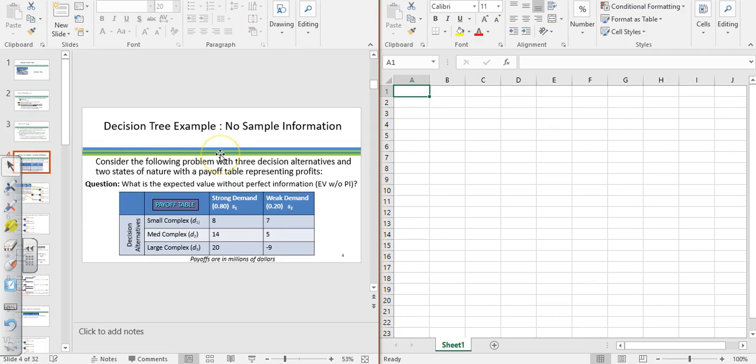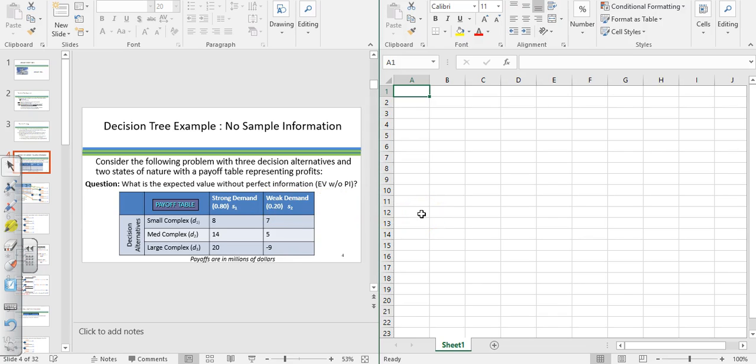Okay, so decision tree example, no sample information. Consider the following problem with 3 decision alternatives and 2 states of nature with a payoff table. So this is how we found the expected value without perfect information before, right? That was the payoff table. We had our decision alternatives, we had our states of nature, and these are our payoffs, depending on the state of nature and the decision alternative that we chose. And all we did to find the expected value for each decision was to take the payoff, multiply it by the state of nature probability, and then do the same thing for the other payoff for the same decision alternative.